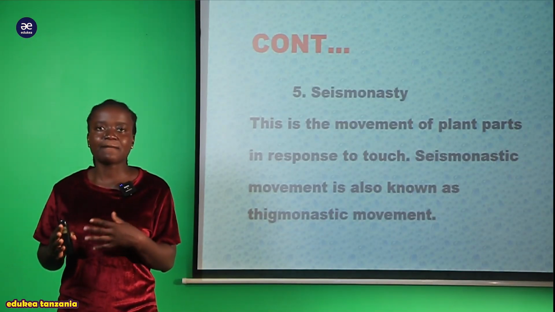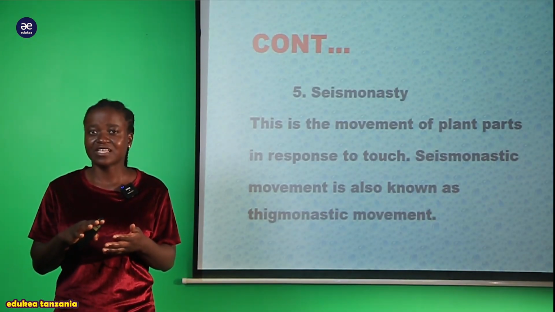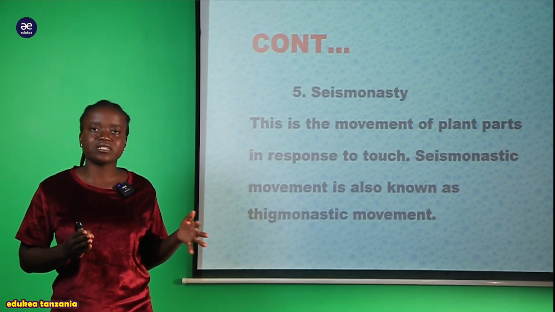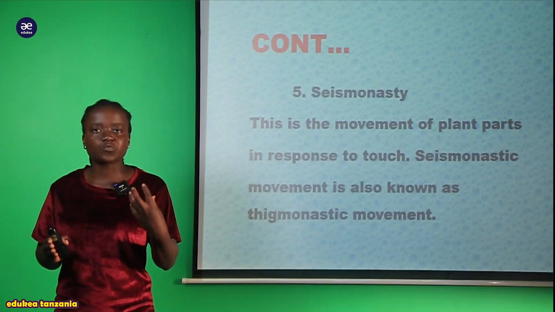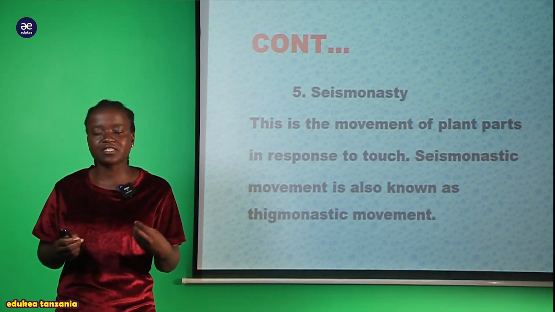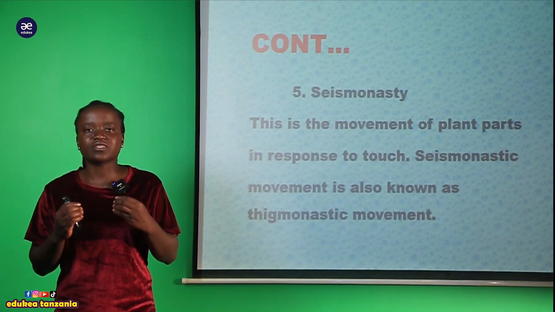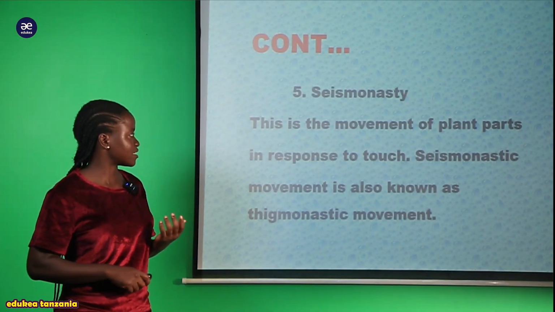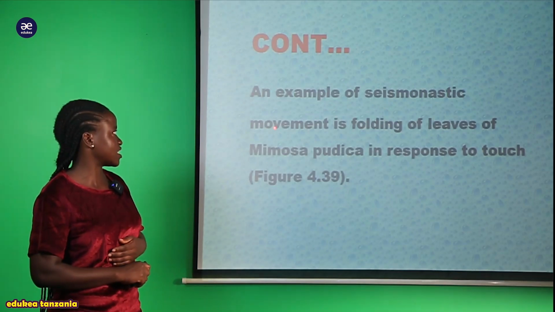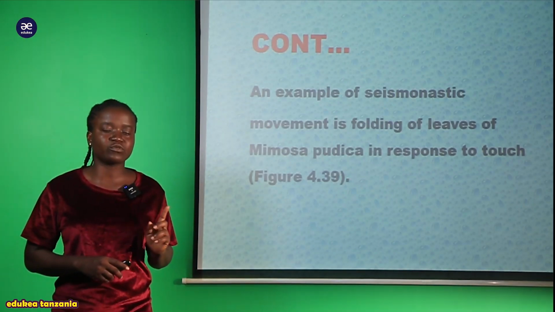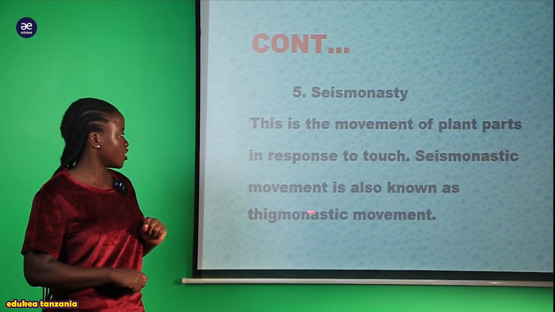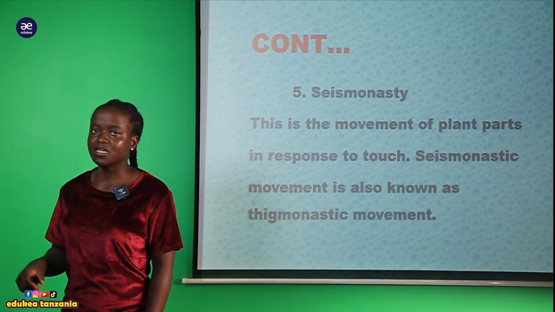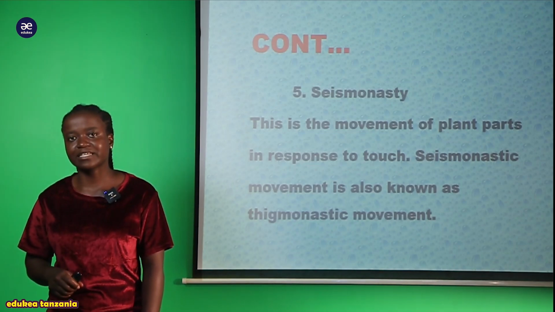Mimosa pudica ni ile mimea ambayo ukigusa tu yenyewe, ukigusa their leaves, they shrink, au tunasema kwamba zinasinyaa. Why? It is because this organism responds to touch. So if you touch these organisms, they probably shrink their leaves so that they can protect themselves. So now here you can see an example of the seismonastic movement. Before that, I have to give you a hint that if you have been told to define the thigmonastic movement, it is the same as the seismonastic movement.